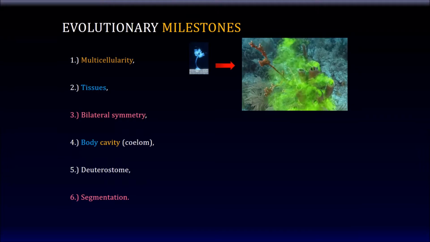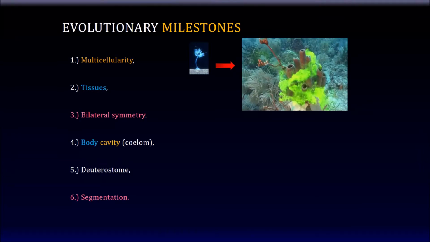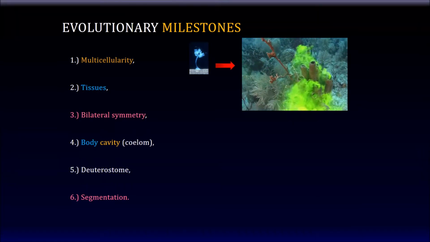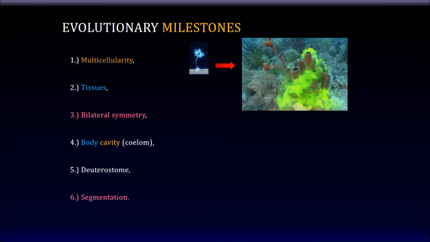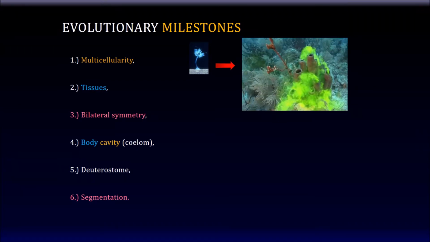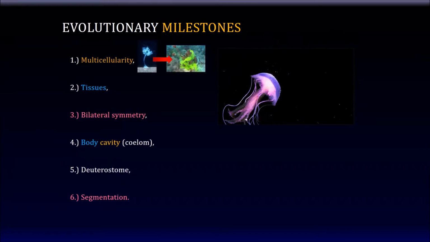So the first evolutionary milestone was multicellularity. Well, that's wonderful, you say. See, plants are multicellular too. But there's more. The second great evolutionary milestone was the formation of tissues.